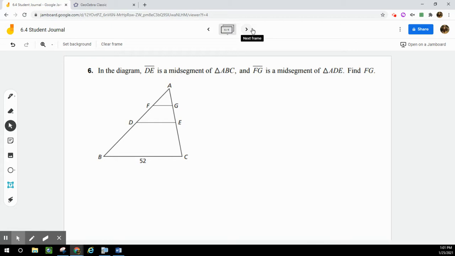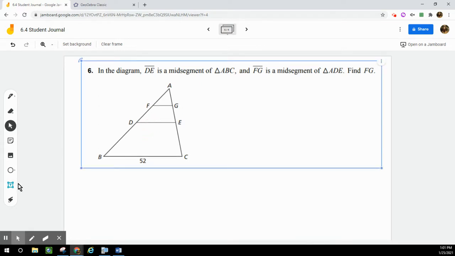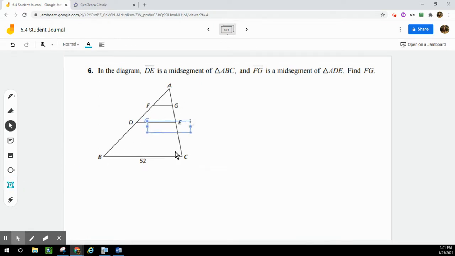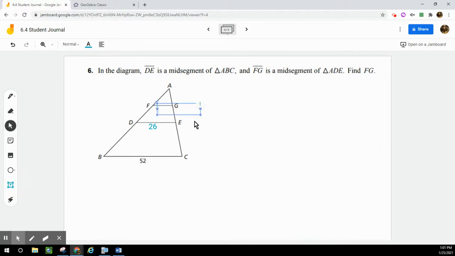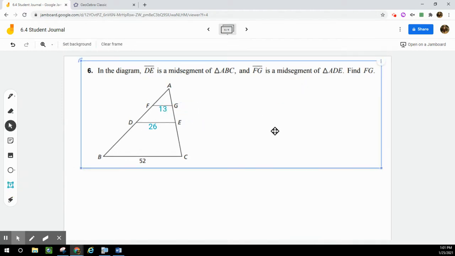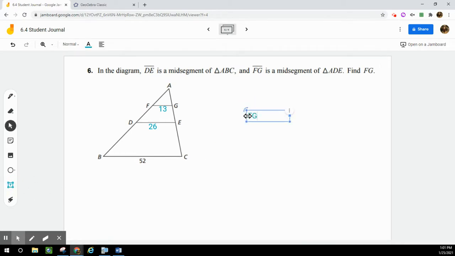In the diagram, DE is the midsegment of triangle ABC, and FG is the midsegment of triangle ADE. Find FG. So to find this one right here, we divide it by 2. Half of 52 is 26. Then we do half of 26 to find FG, and half of 26 is 13. So we could say that FG is 13 units.